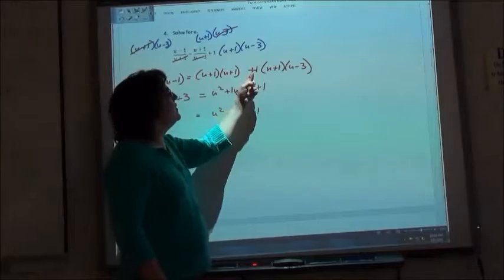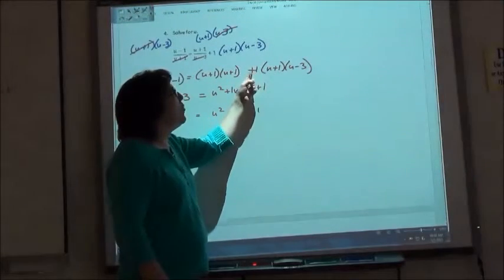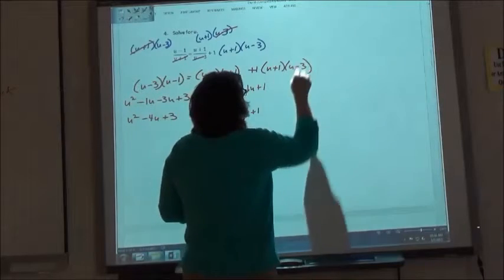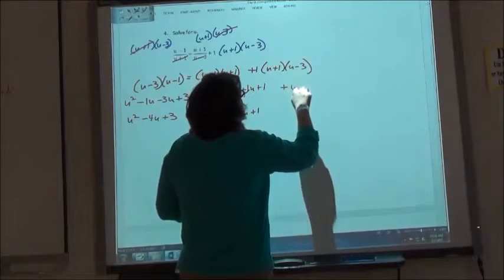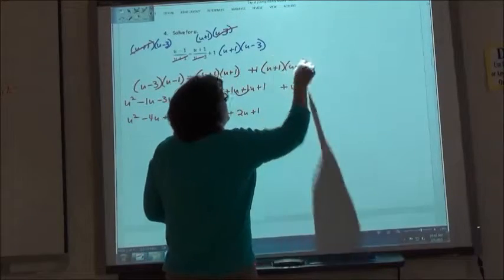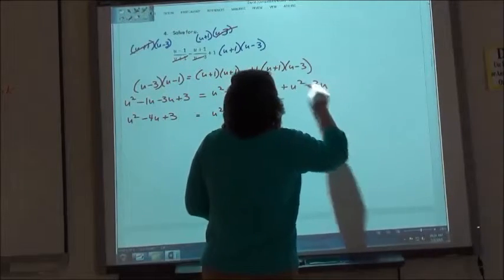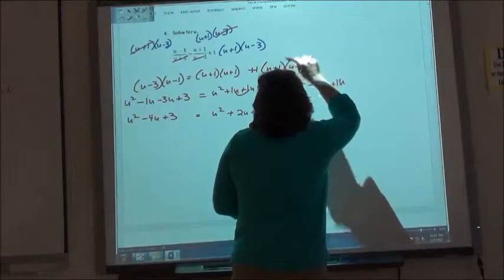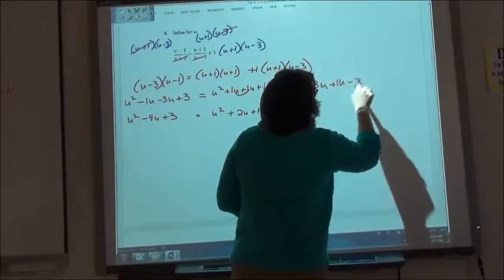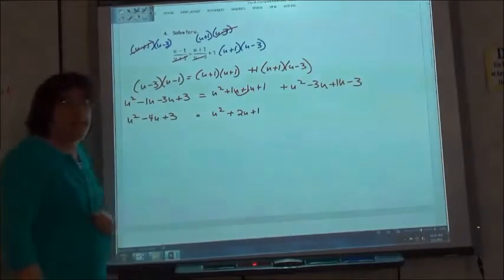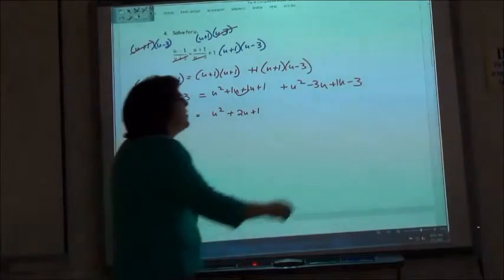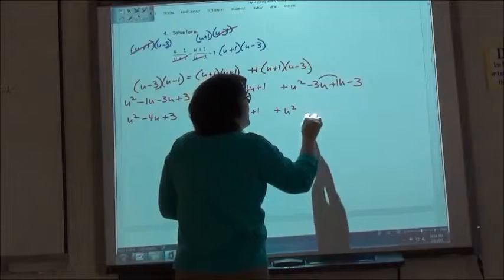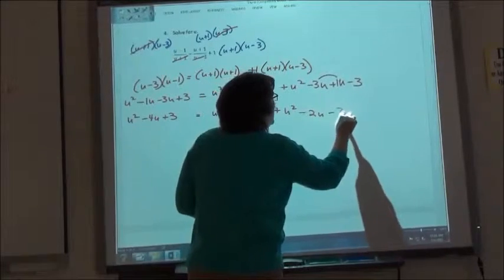Now here, since this is a plus 1, I don't have to worry about the 1 because 1 times anything just leaves you what you have. So foiling that out, I'm going to have u squared. My outside is minus 3u. My inside is plus 1u. And on the end, 1 times minus 3 is minus 3. And again, we can combine our middle terms. So we have u squared minus 2u minus 3.